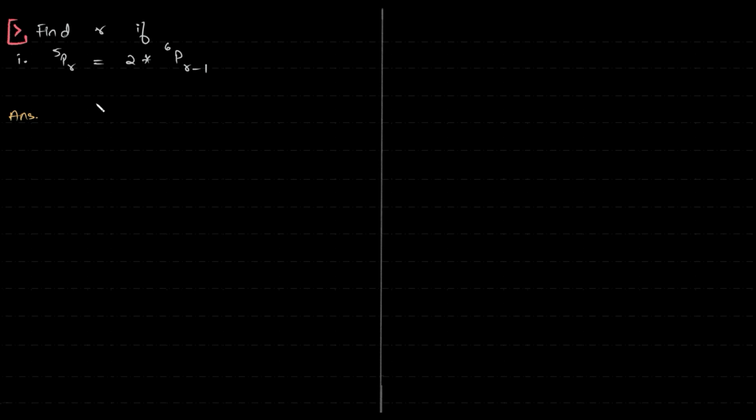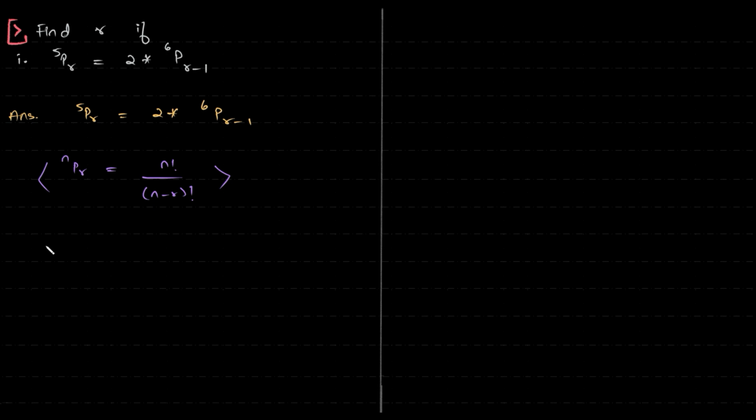Find r if 5Pr is equal to 2 times of 6P(r minus 1). So first thing first, we're going to use the nPr formula, that is n factorial divided by (n minus r) factorial.